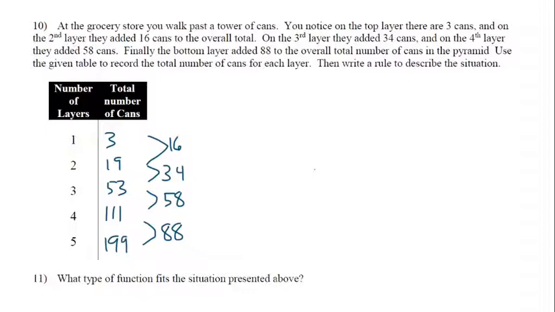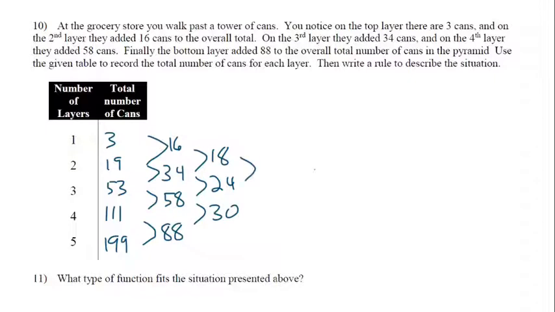So already you can tell this isn't linear. On 5 layers, to have 199 cans, it's a lot of cans. But here we go. Let's start finding more differences. 34 minus 16 is 18. 58 minus 34 is 24. And 88 minus 58 is 30. So it's not quadratic. So do the last one.